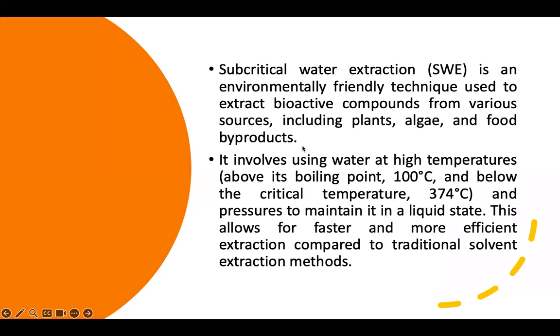Subcritical water extraction is an environmentally friendly technique usually used to extract bioactive compounds from various sources, including plants, food, and microbes. It involves using water at high temperature above its boiling point and below the critical temperature, because this is subcritical water. The pressure is maintained below the critical pressure to keep it in liquid state. This allows for faster and more efficient extraction compared to traditional methods.